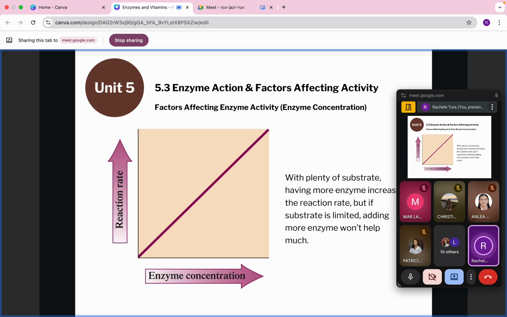Okay, so those are the four factors that we are going to highlight in terms of how they affect enzyme activity. Now we will move on with the discussion of coenzymes and cofactors.